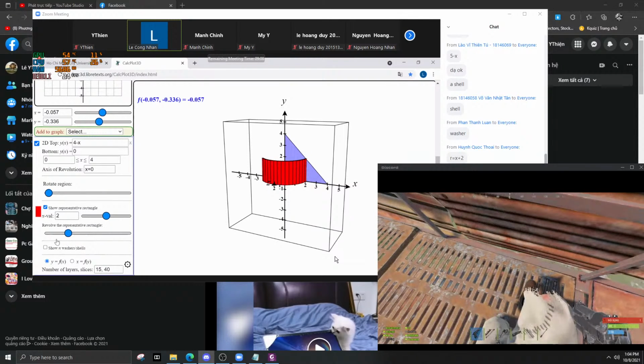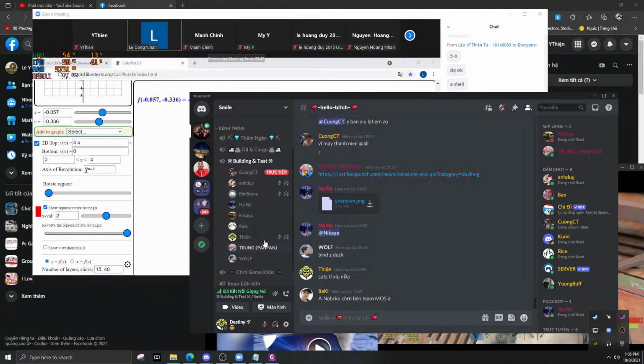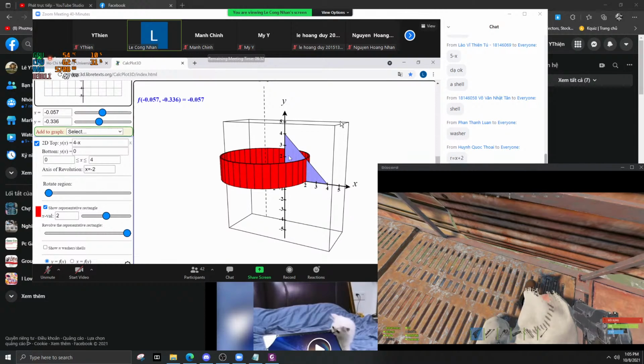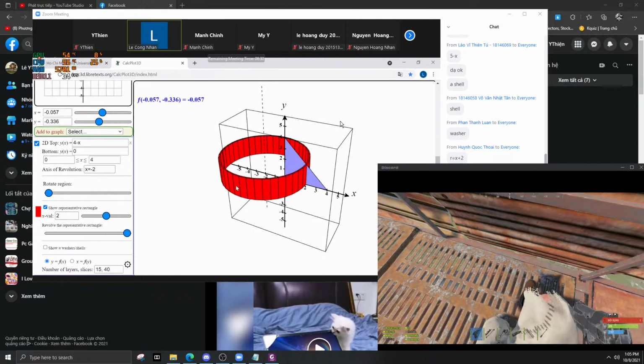As you see, you could change the axis of revolution. For example, y equals minus 1. Then we revolve this one about y equals minus 1. Then what do we get? Okay, we get a washer. Or we could choose the other one, for example, x equals minus 2. Then we get a shell. Okay, does it make sense?